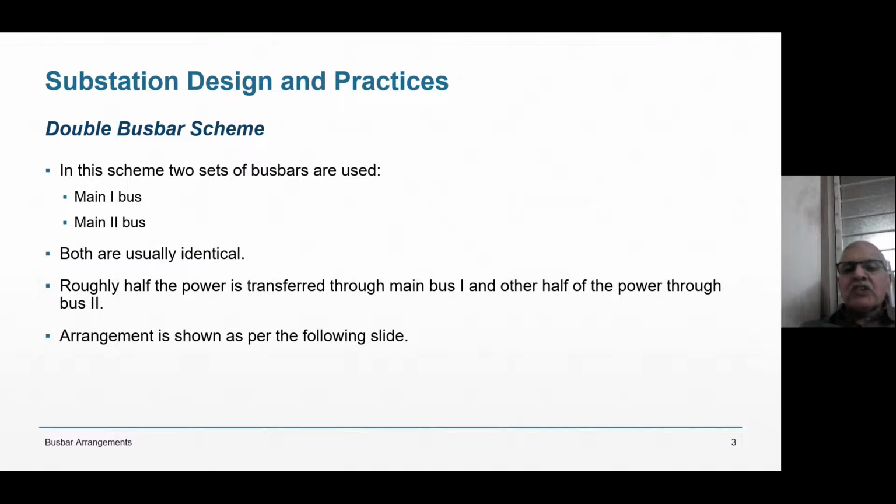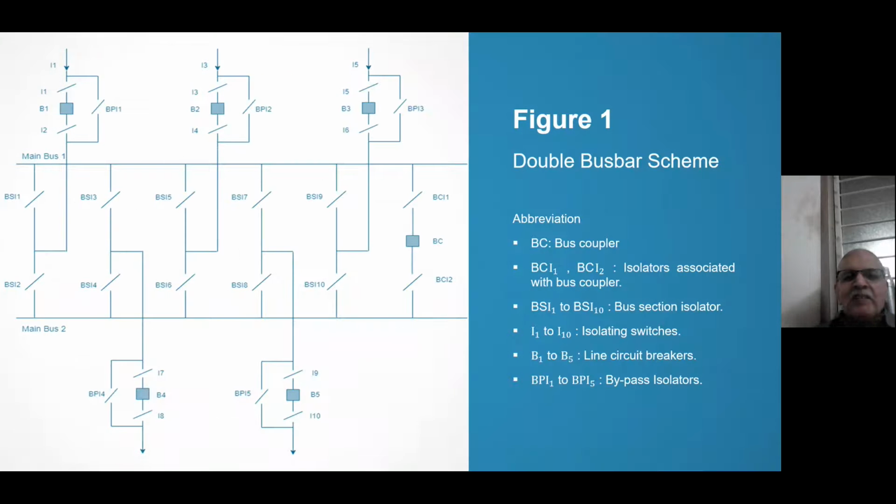Roughly half the power is transferred through main bus 1 and the other half through main bus 2. That is the usual understanding. Because if you transfer full power through one bus, then the ampere capacity may be very high and then the cost will be too high. You see, one bus can take full power for some time, but not for 24 hours and 365 days. So, what is the arrangement?